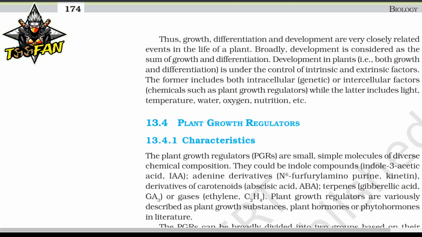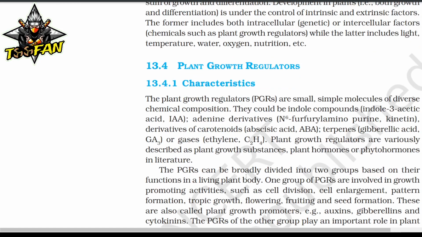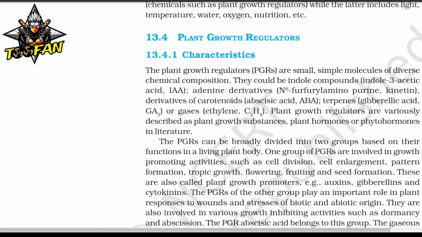Now, the plant growth regulator characteristics we will discuss first. The plant growth regulators are small simple molecules of diverse chemical composition. They could be indole compounds, adenine derivatives and derivatives of carotenoids, terpenes or gas such as ethylene, C2H4. Plant growth regulators are variously described as plant growth substances, plant hormones or phytohormones in literature.